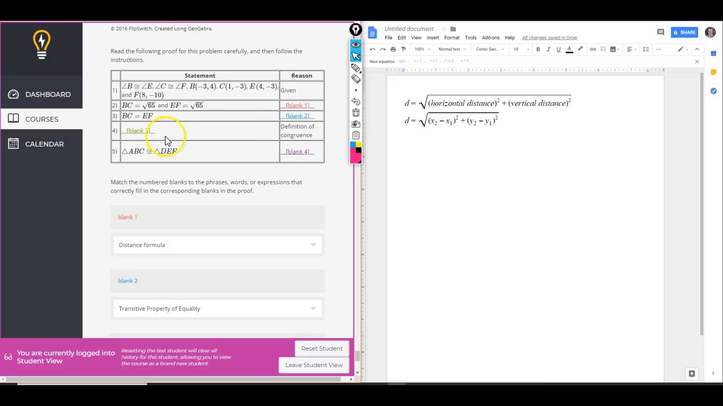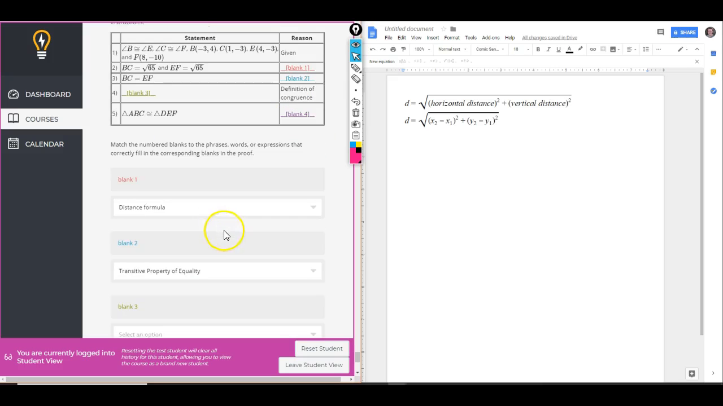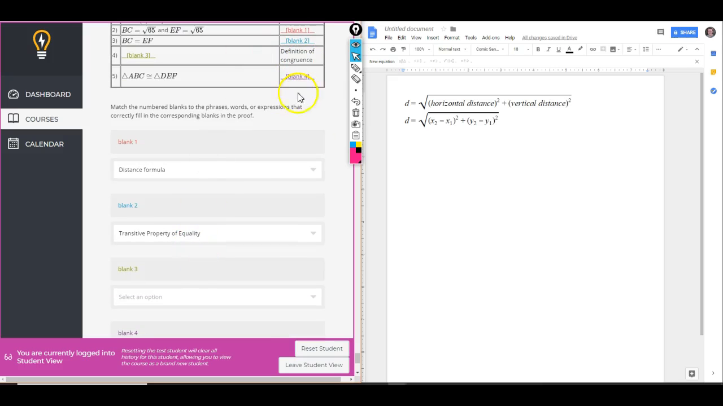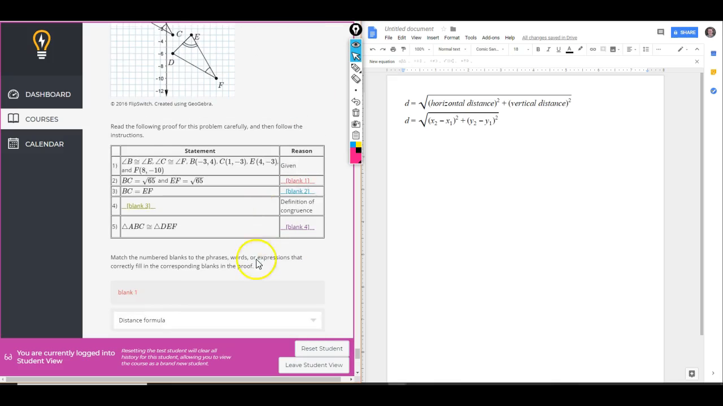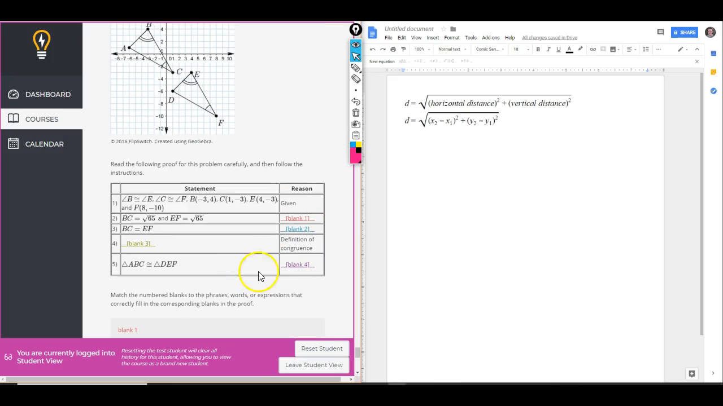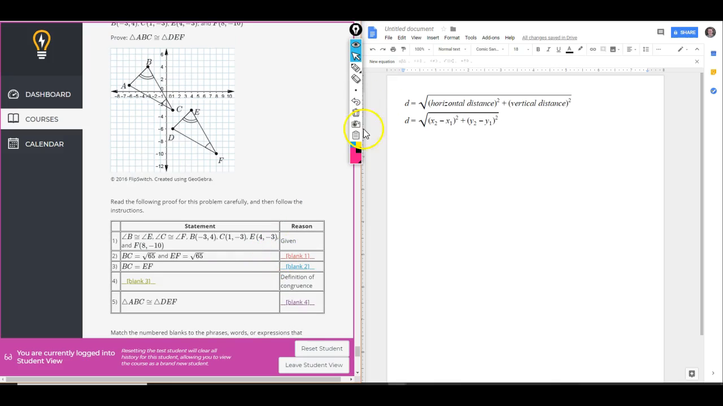So blank 3, definition of congruence. If you're using definition of congruence, you're going to be looking for the congruent symbol since we were just talking about the distance of BC and the distance of EF. I would look for segment BC congruent to segment EF. And then triangle ABC is congruent to triangle DEF by what? What did they give us that we started with, and what did they include or find?